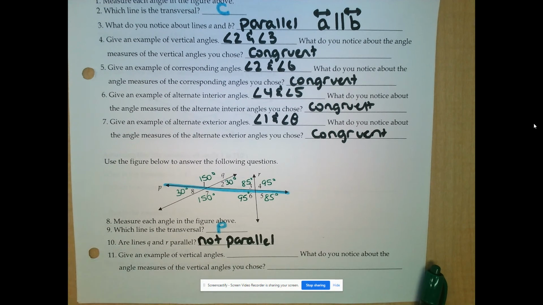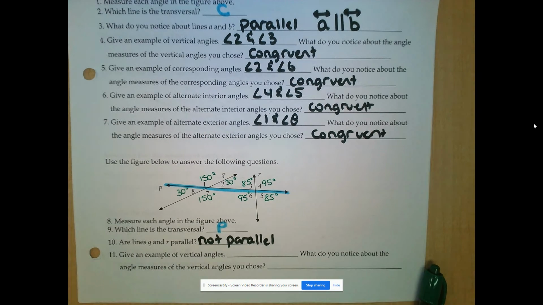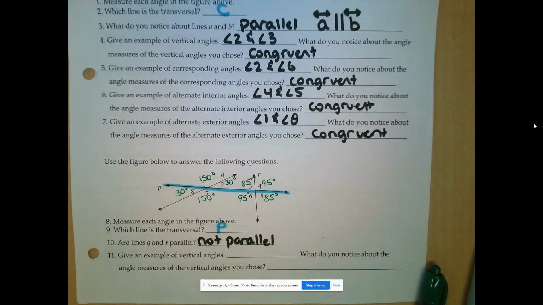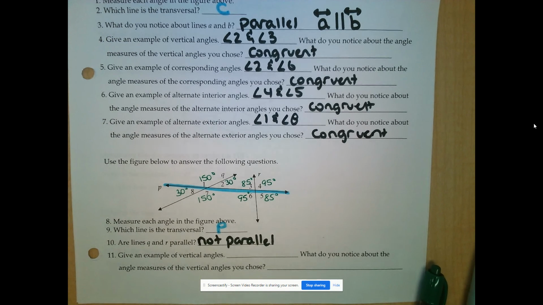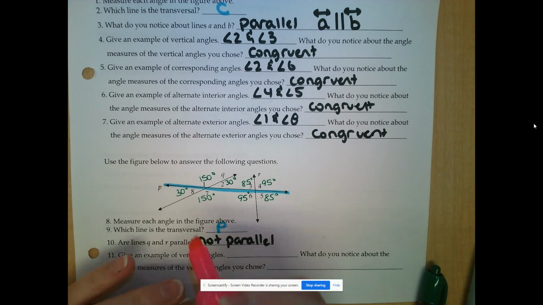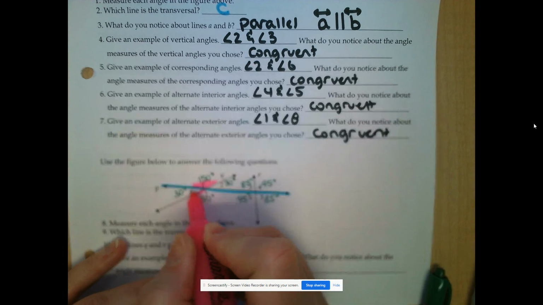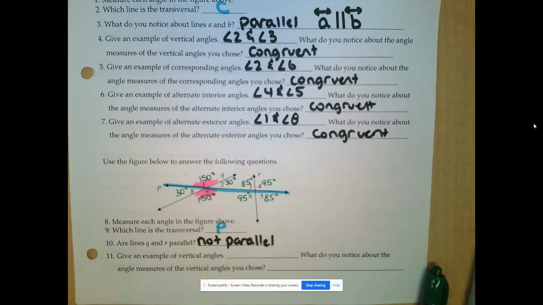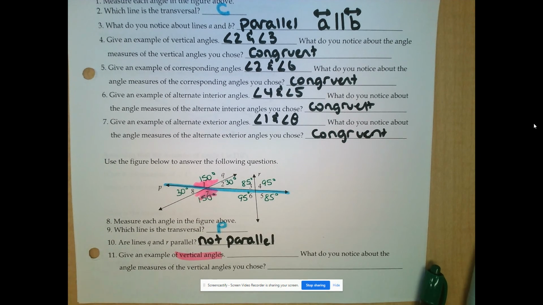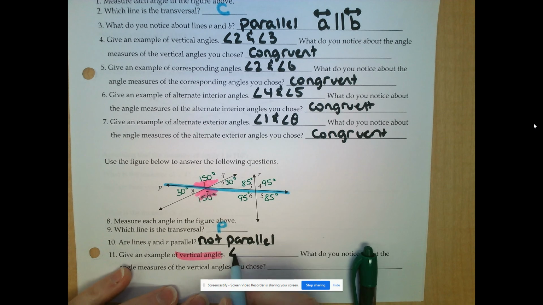Give an example of vertical angles. Again, vertical angles were like our scissor angles, and vertical angles are the ones where we open the pair of scissors really, really wide, and our handles are really wide, and the blades are really wide, and they are facing opposite directions. So a vertical angle pair, in this case, could be angle 1 and angle 7.